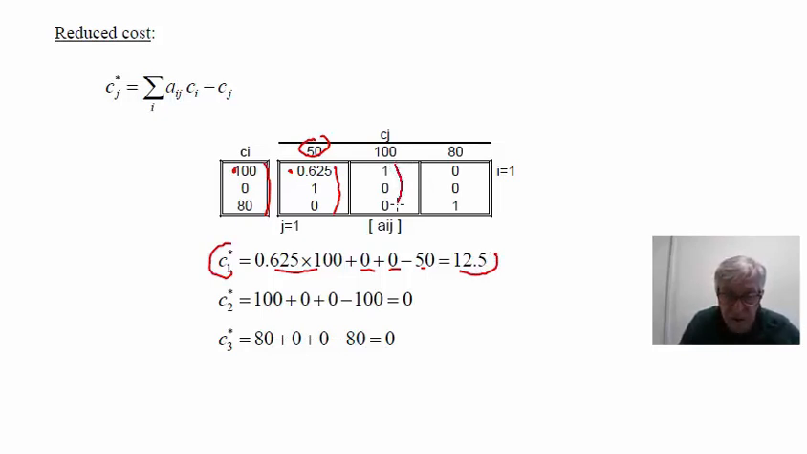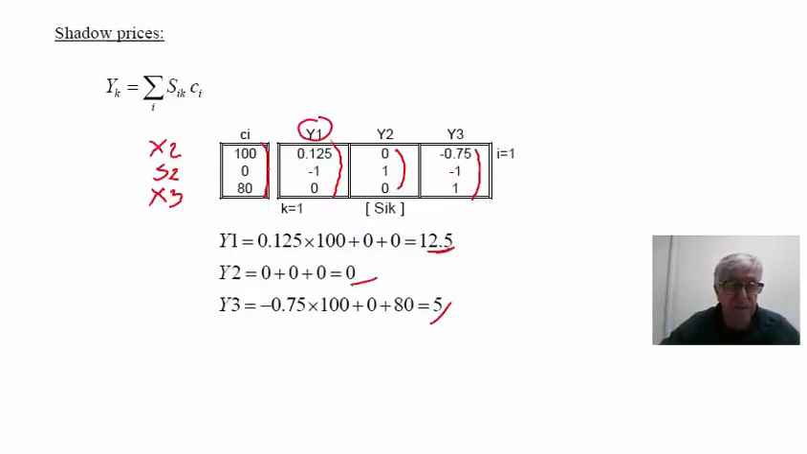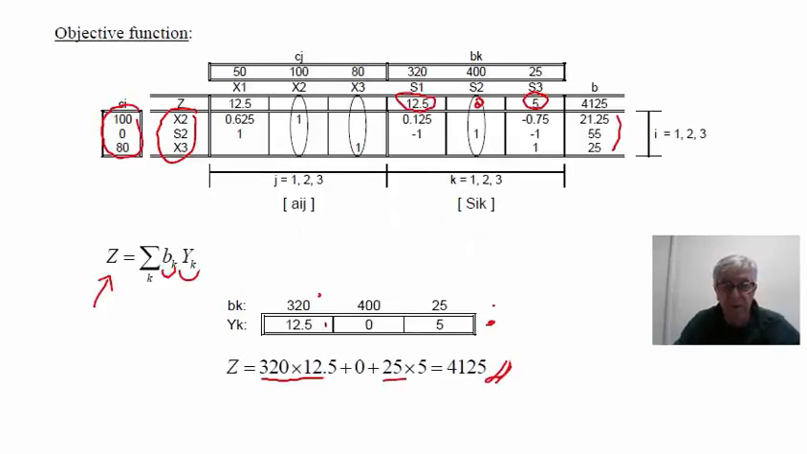The same for the second one. The second one involves the internal product of this column by these values. So we get 100 and then we subtract 100, that is 0. And the same for the third one. We have the internal product of the last column by this vector, which gives us only 80, and then we subtract 80, and we get 0. So 12.5, 0, and 0, as we can confirm here, for example. Here we have the matrix A, and the first reduced cost, the second one, and the third one.